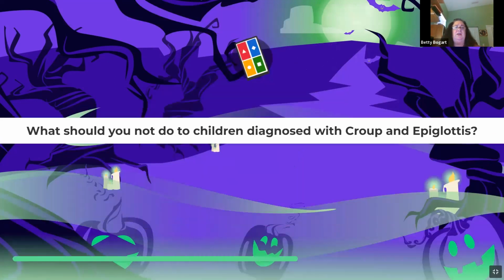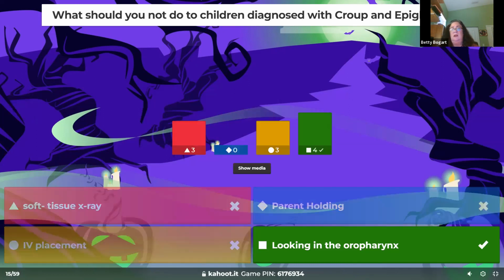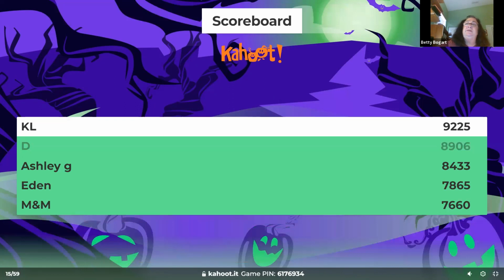What should you not do to children diagnosed with croup and epiglottitis? Well, croup and epiglottitis are swelling in the back of the throat, right? Whether it's the area in the oropharynx or the epiglottis. You don't want to do anything that creates more swelling. So you're not going to look in there, okay? That's one thing you don't do with these children.